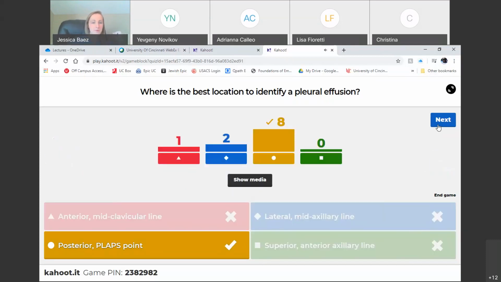Nice. So the FLAPS point, that is that area in sort of the posterior inferior thorax. That is in a supine patient going to be the most dependent area in the lungs or in the thorax. So that's where small pleural effusions are going to accumulate first. So that's why that is the answer.